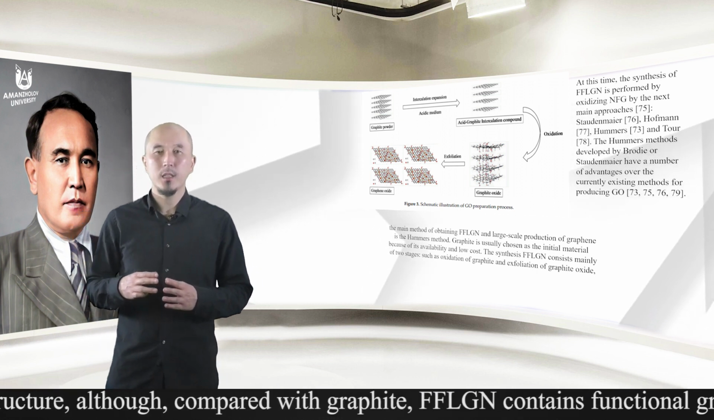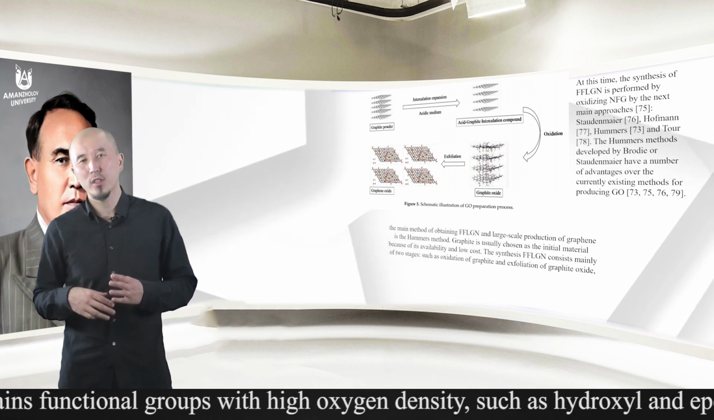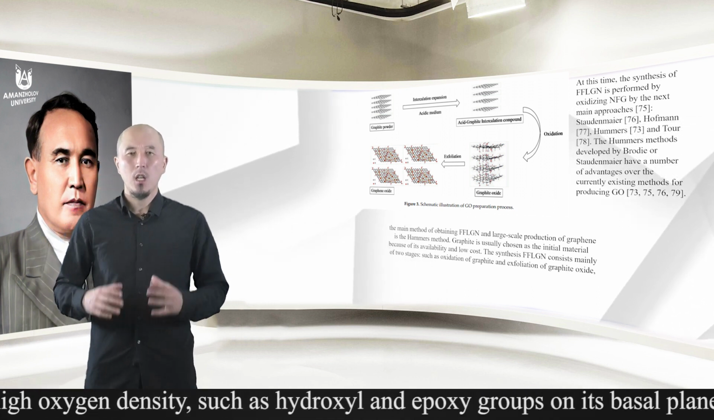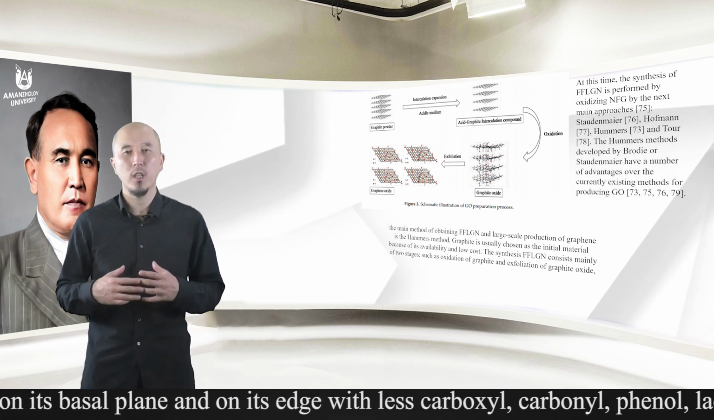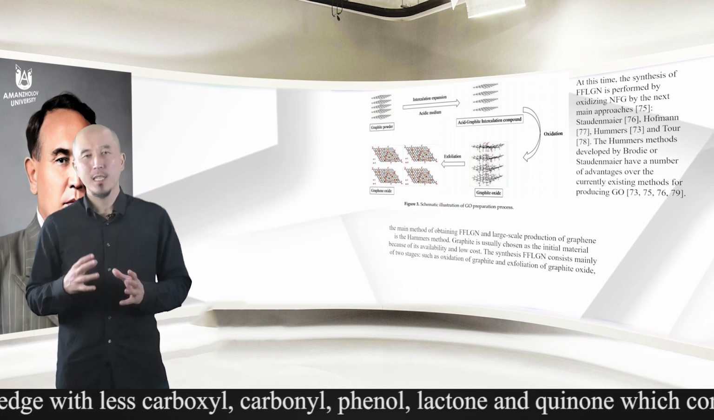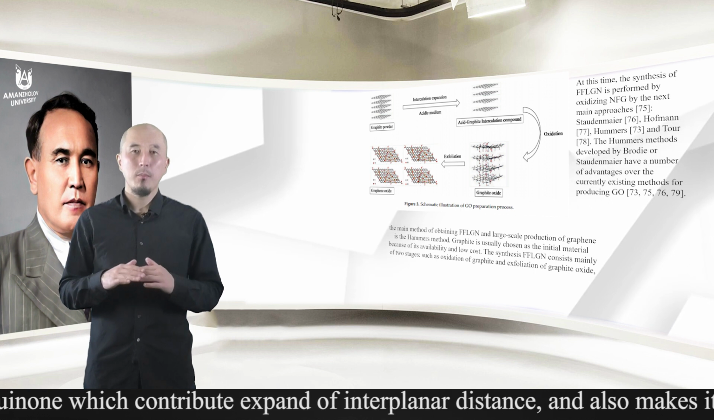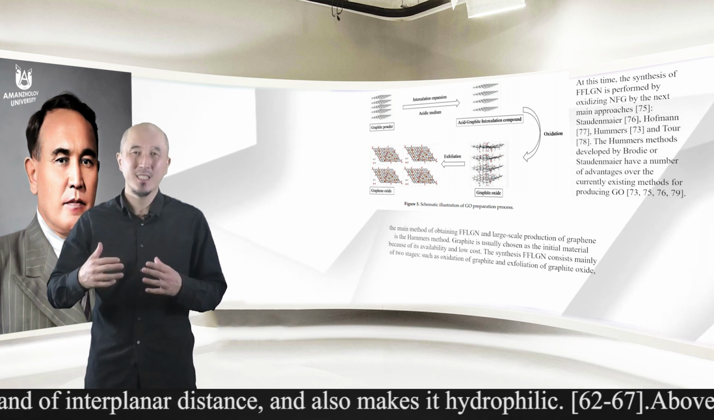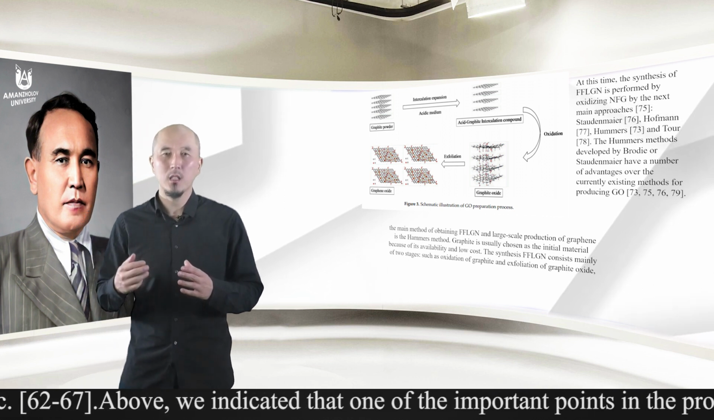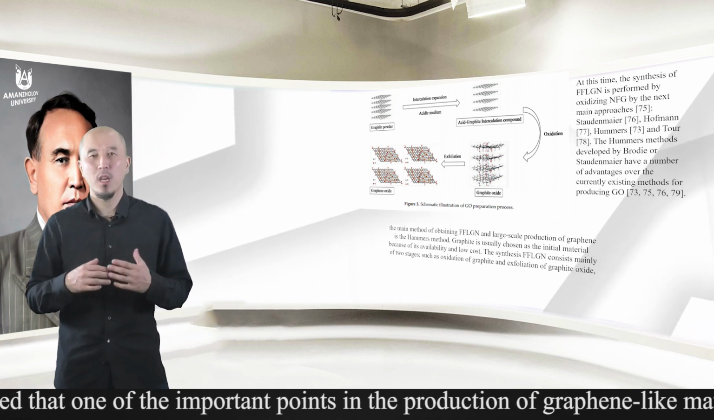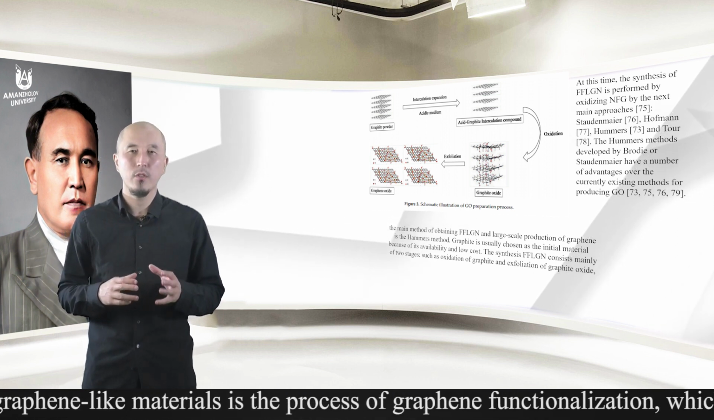It is stated that graphite and FFLGN have a layered structure. Also, compared with graphite, FFLGN contains functional groups with high oxygen density, such as hydroxyl and epoxy groups on its basal plane, and on its edge less carboxyl, carbonyl, phenol, lactone, and quinone, which contribute to expanding the interlayer distance and also make it hydrophilic.